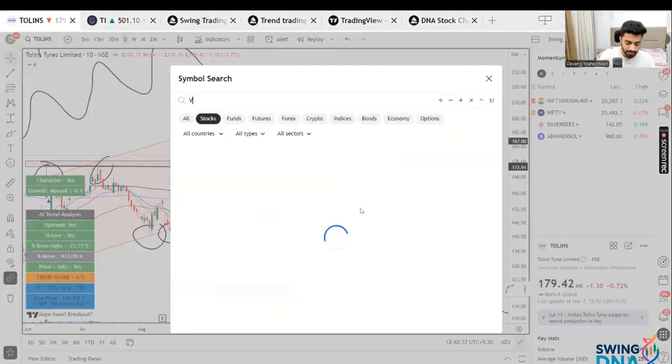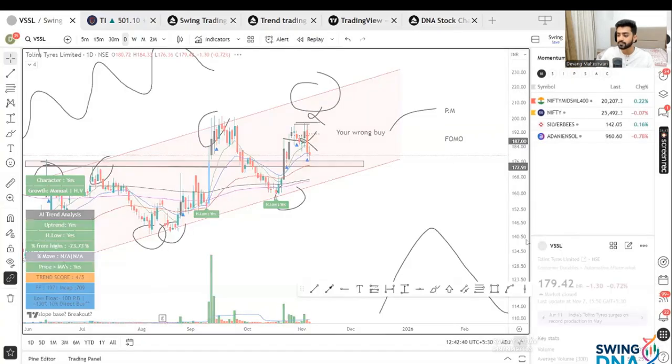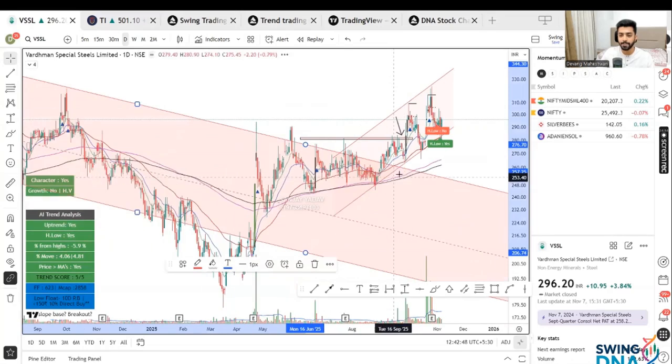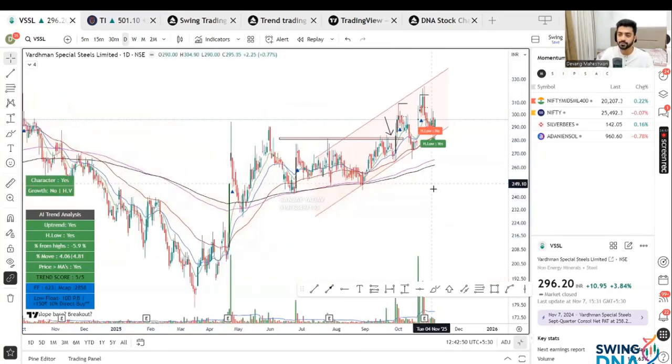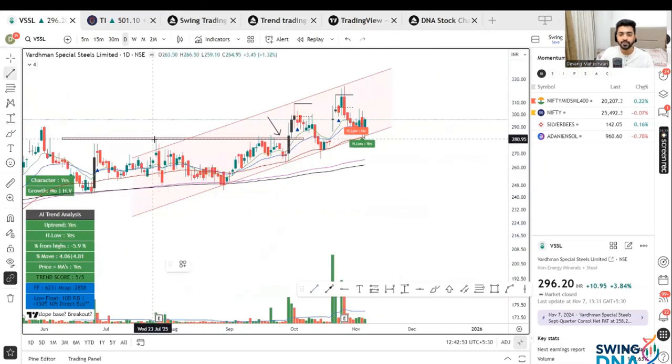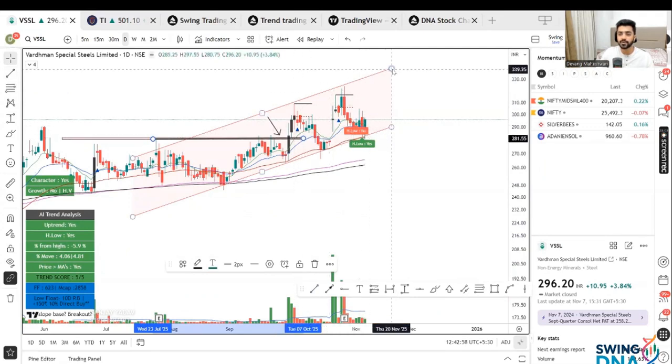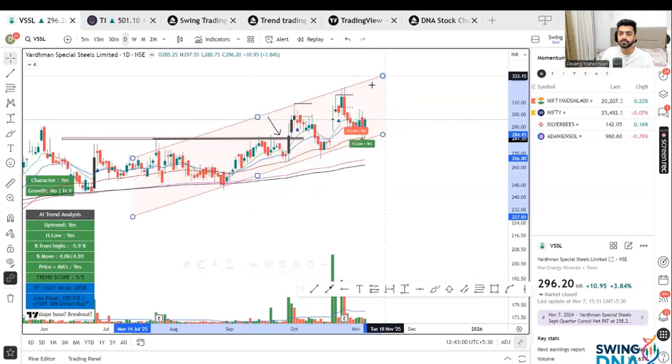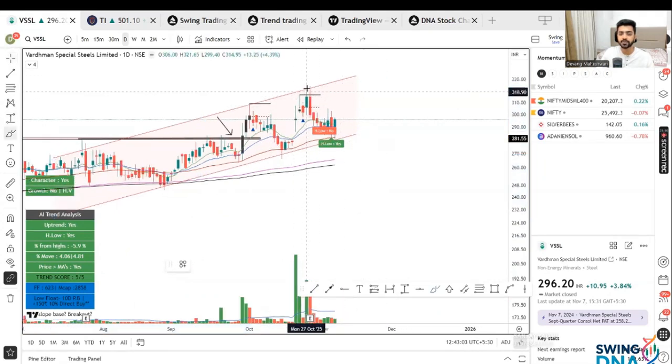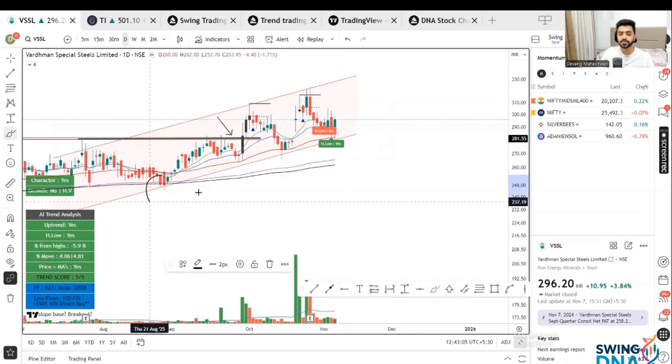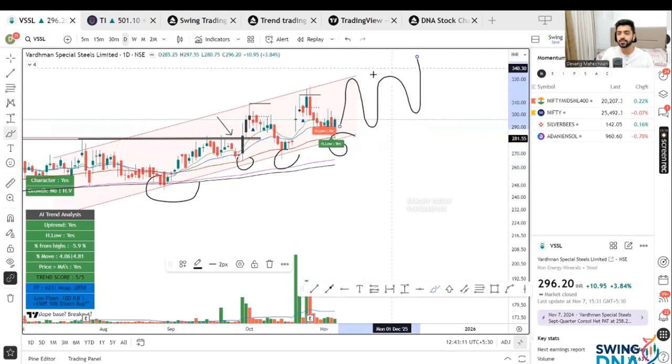Let's see this VSSL. See, this is a sloppy base. Let me remove this one and look at this. It broke out here, went down. It can again repeat the same thing. In fact, it did here. Rejected, went down. Again, see, taking support from here. It can keep going like this till the time it breaks out, somewhere in future, maybe or maybe not.